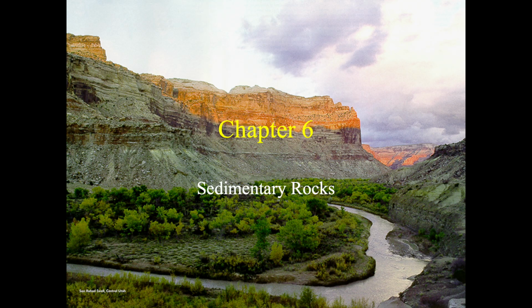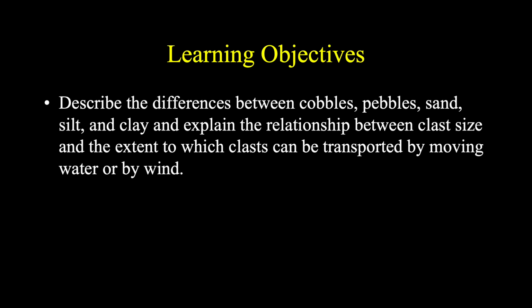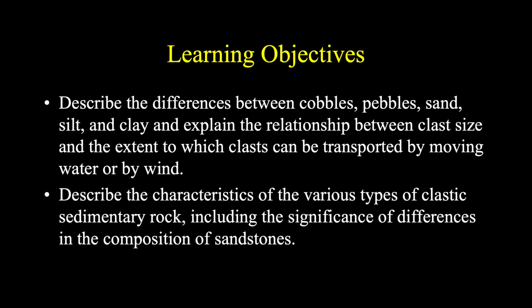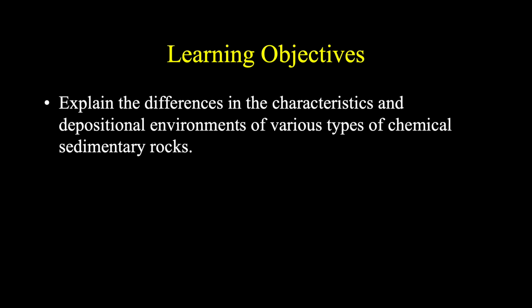By the time we get done with this chapter, you should be able to describe the differences between cobbles, pebbles, sand, silt, and clay, and explain the relationship between clast size and the extent to which clasts can be transported by moving water or by wind. Describe the characteristics of the various types of clastic sedimentary rock, including the significance of differences in composition of sandstone. Explain the differences in the characteristics and depositional environments of various types of chemical sedimentary rocks.